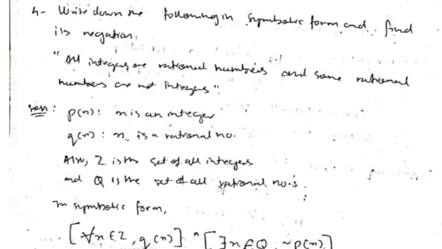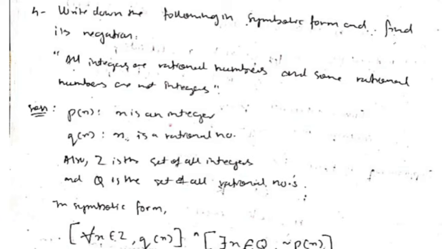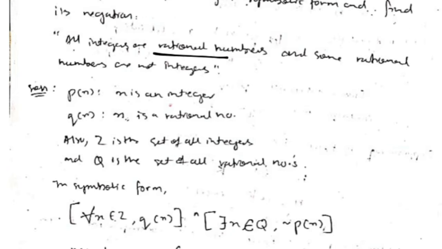In this question we have to write the following statement in symbolic form and find its negation. So mainly two things are given. First, x is an integer and x is a rational number. We'll take them as p of x and q of x. Then Z is the set of all integers and Q is the set of all rational numbers. Then the statement "all integers are rational numbers" can be written as for all x belongs to Z, q of x, where q of x is x is a rational number. Integers are represented by Z. So for all x belongs to Z, q of x.